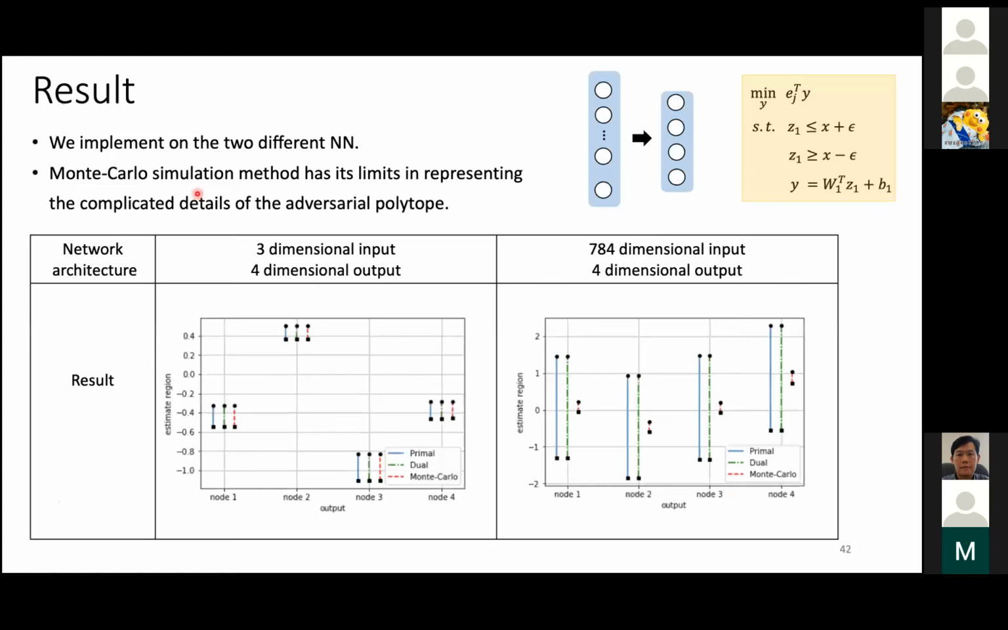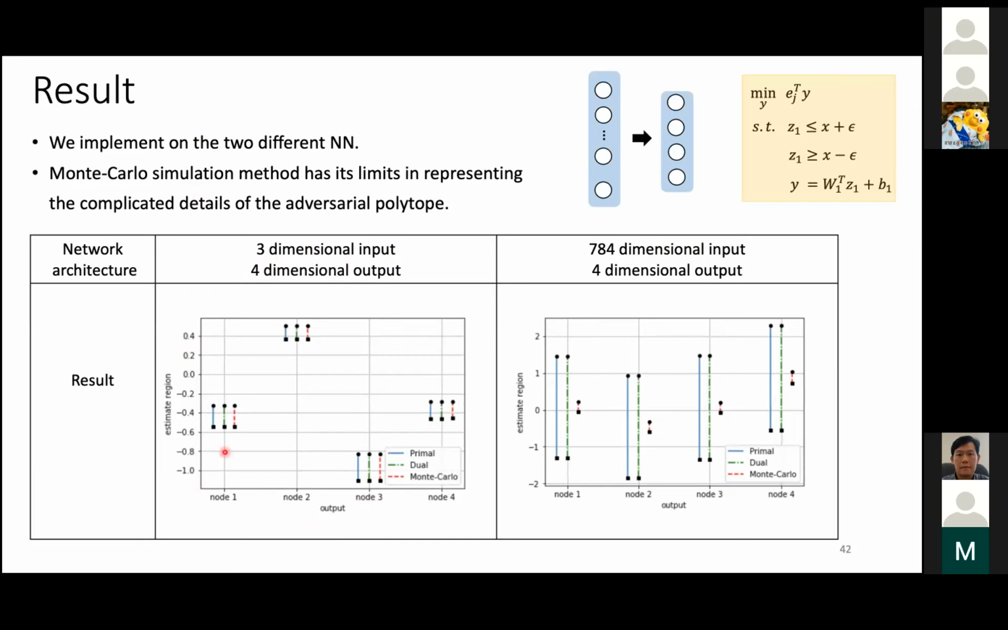So here we implement on 2 different networks. The first network has a small input dimension, and the second network has a larger input dimension. So let's see the first network. The first network has 3 input nodes and 4 output nodes here. In this figure, we can see the horizontal axis has the 4 nodes. It implies the output nodes here.